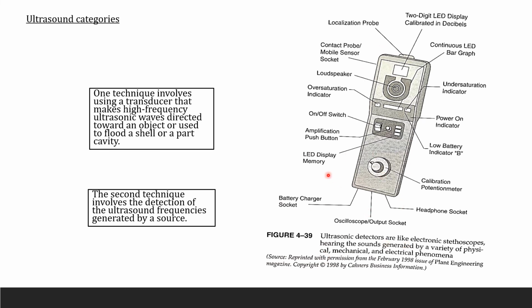We have vibration and we have temperature, and we're going to use different devices and instruments to study our systems and components, your equipment. So here one technique involved using a transducer again. That was the last part one lecture. So that makes high frequency ultrasonic waves directed toward an object, or used to flood a shell or a part cavity. Okay, so those are the places that the sound can travel to be able to get the information out of that. The second technique is going to involve the detection of the ultrasound frequency generated by a source.